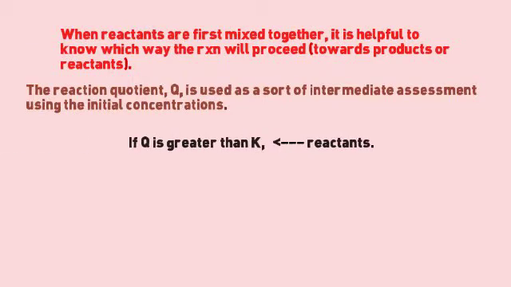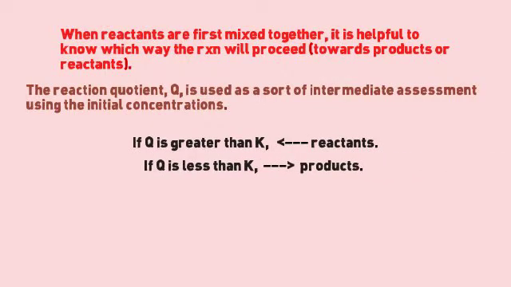So if Q is greater than K, the reaction is moving towards the reactants, or to the left. If Q is less than K, it's moving towards the products. And if Q is equal to K, then you know the system is at equilibrium. So let's go to this example.